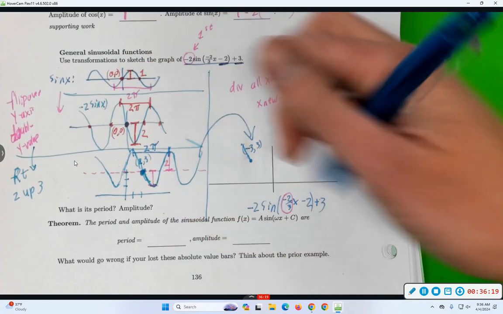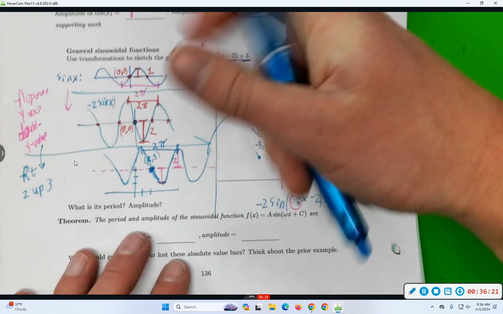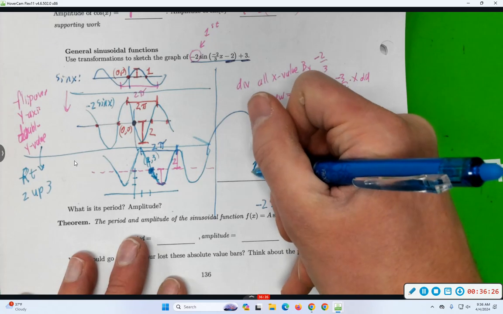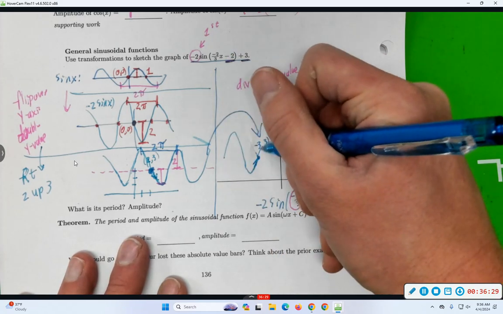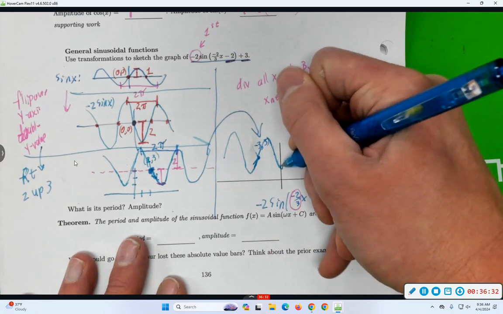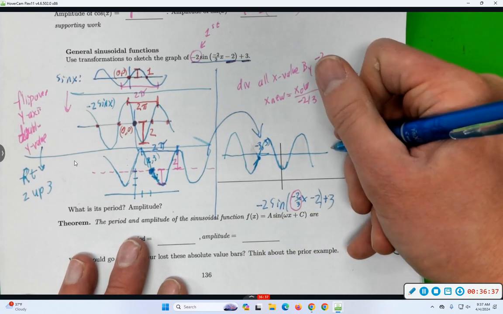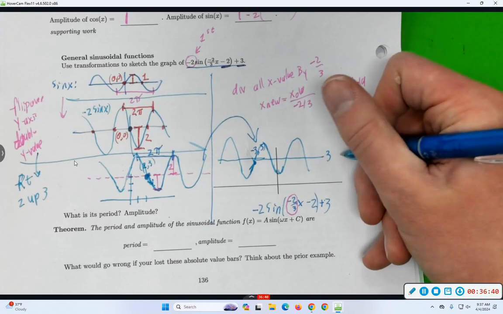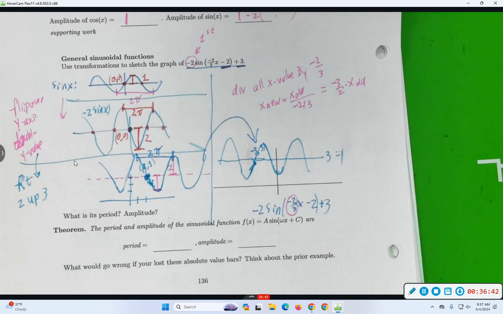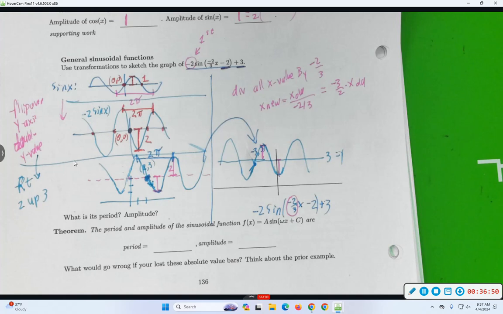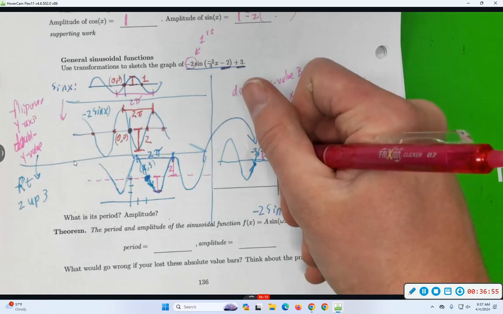And now instead of this thing going down from there, it'll go down in the other direction. All right, so it looks like the average line is still at 3. Let's determine the period and amplitude now. What's the amplitude? Still 2. You've done something horizontally, so the amplitude didn't change. What's the period?